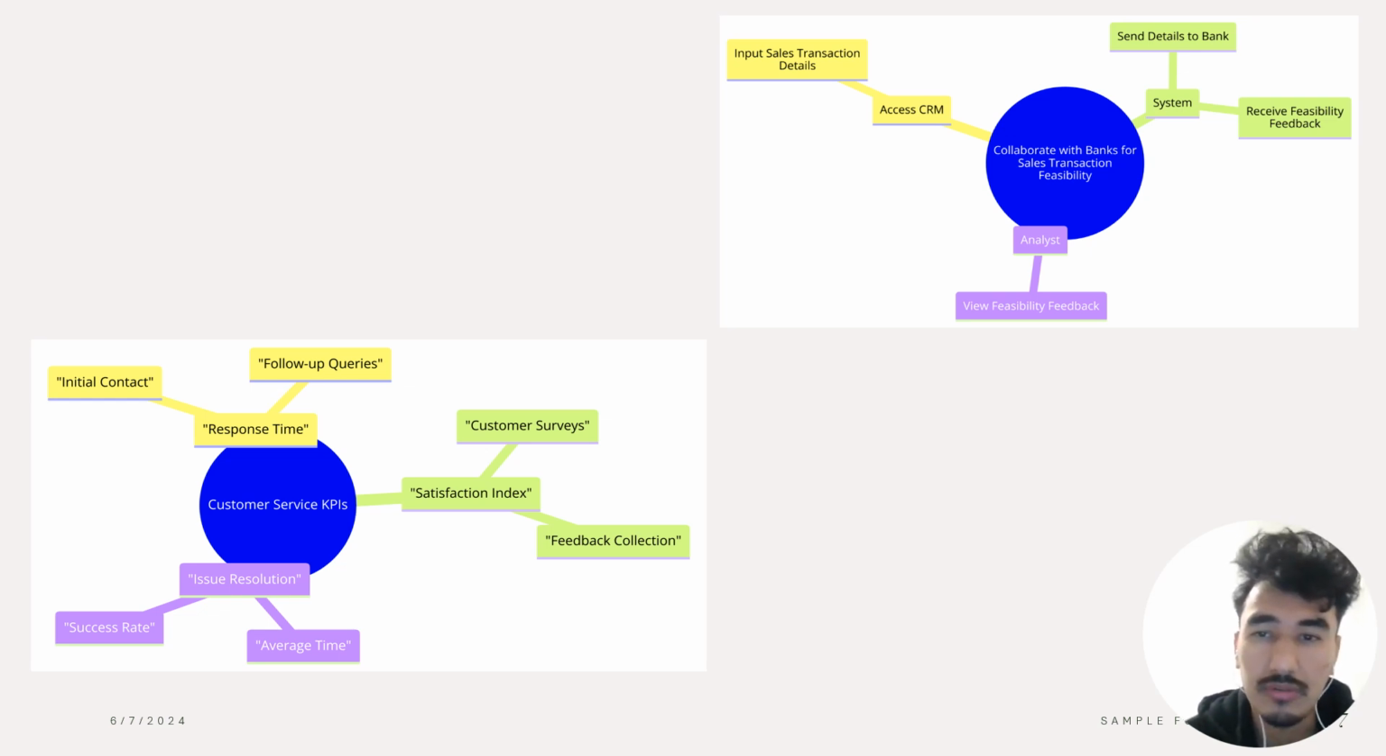Then the analyst views the feasibility provided by the bank, which would be helpful for the analyst in decision making, whether the transaction can proceed further or if there are any issues that need to be addressed.